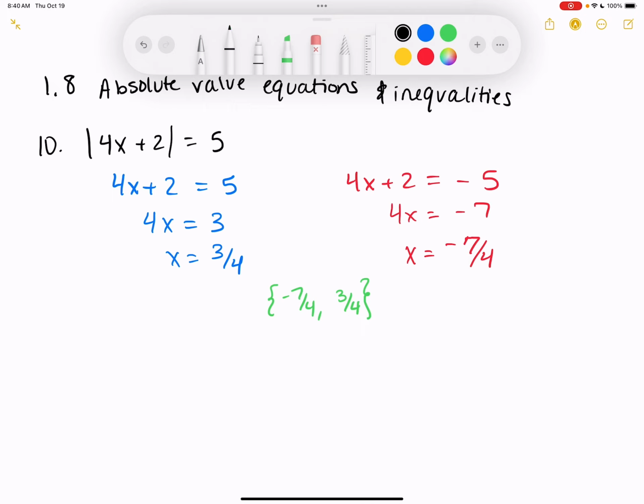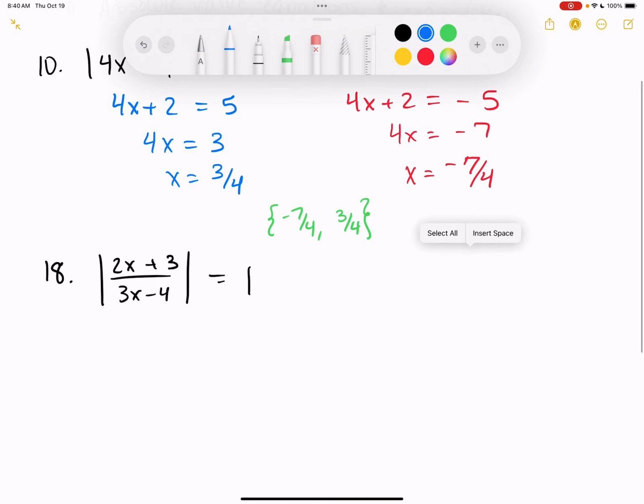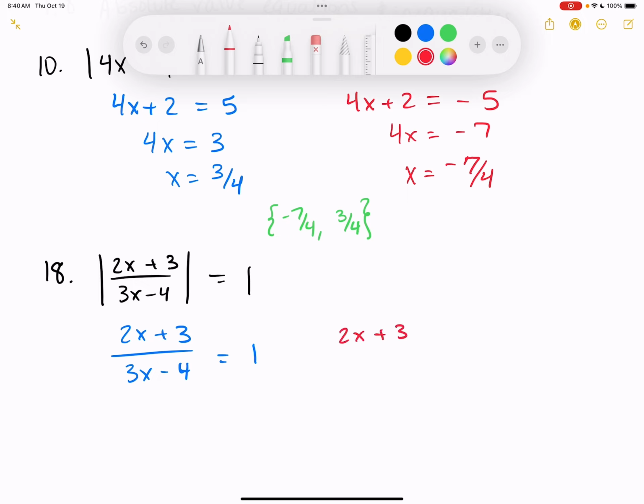All right, another one. Number 18, the absolute value of 2x plus 3 over 3x minus 4 is equal to 1. So even though it's got a fraction, we still do the same thing. So it's going to be 2x plus 3 over 3x minus 4 is equal to 1. And then set it equal to negative 1. So 2x plus 3 over 3x minus 4 equals negative 1.